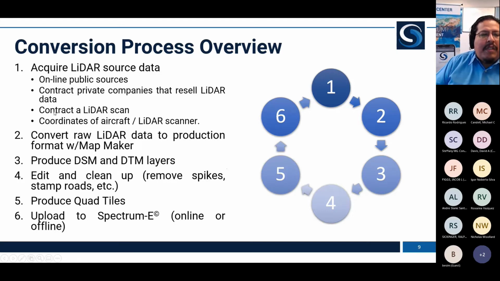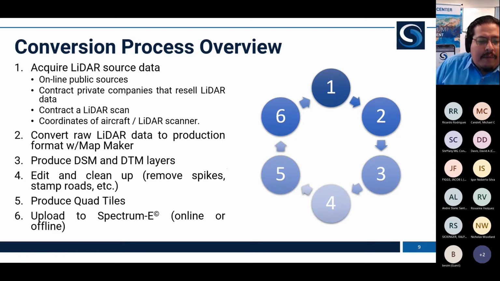Then that information has to be acquired. The coordinates, obviously, of the aircraft and LiDAR scanner are also important in getting the source data, the source raw materials. So then the second step would be converting the raw LiDAR data to production formats to be used with MapMaker. Those production formats inside MapMaker allow us to edit the data, to clean up the data before we turn it into the final format that's going to be used in Spectrum-E.